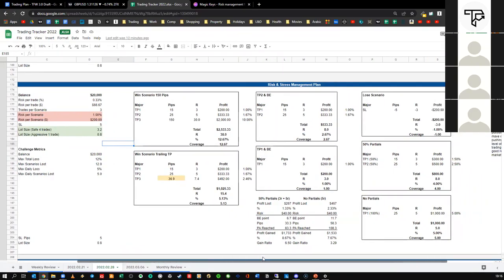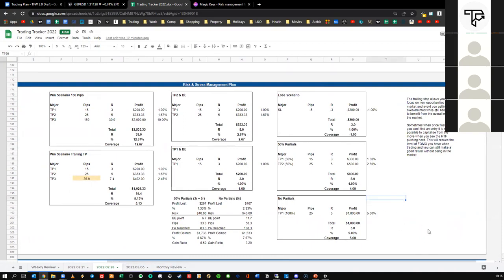So in terms of the maths, I've worked quite hard on this and put together what I feel is a good way of, 1, controlling your emotions, 2, making sure you're making good returns from the trade, and 3, not leaving too much profit on the table as well. So I put a note here to say that a trailing stop loss allows you to focus on new opportunities in the market and avoid getting overwhelmed while still being able to benefit from the overall move in the market.